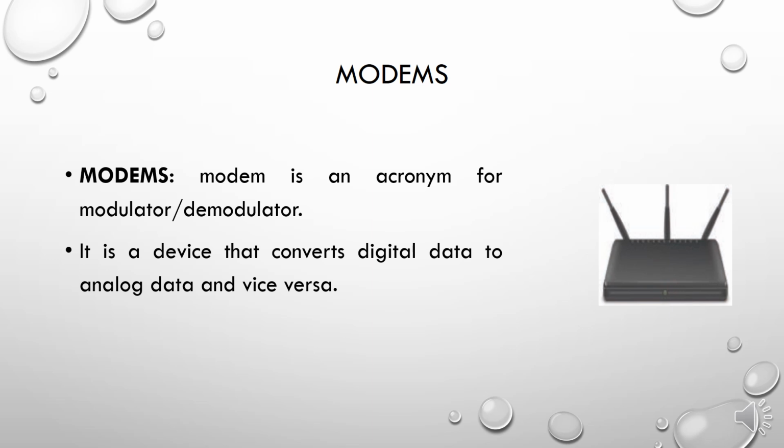He is also connected to a modem. So his modem will receive the analog data and convert that analog data to digital data for his consumption. So when I am sending, I am converting digital to analog for transmission. When he is receiving, his modem will convert the analog data to digital data. Mine is modulation, his is demodulation. So it is a device that converts digital data to analog data and vice versa.